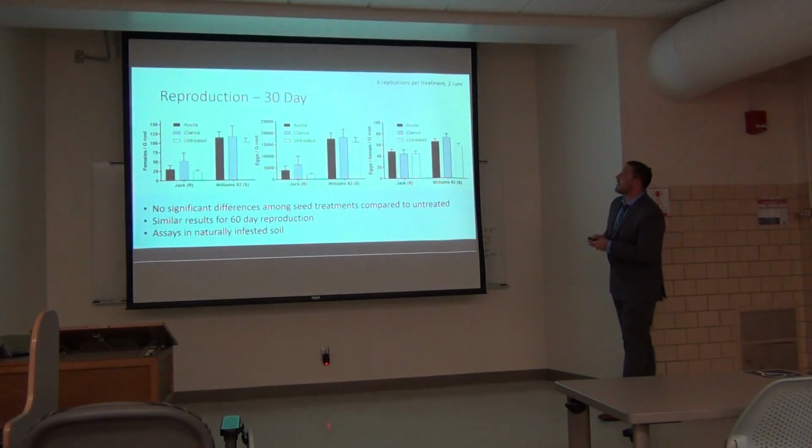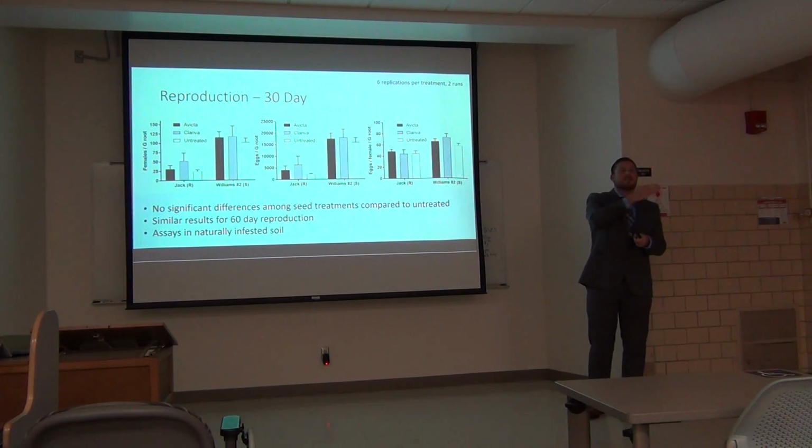So looking at the 30-day reproduction, first we're going to look at females per gram of root weight. We have two varieties, Jack and Williams 82, and three treatments: Avicta, Cleriva, and untreated. We see differences between our varieties, the resistant and susceptible variety, but no differences across treatments. That's seen again for eggs per gram of root, and again for eggs per female per gram of root.